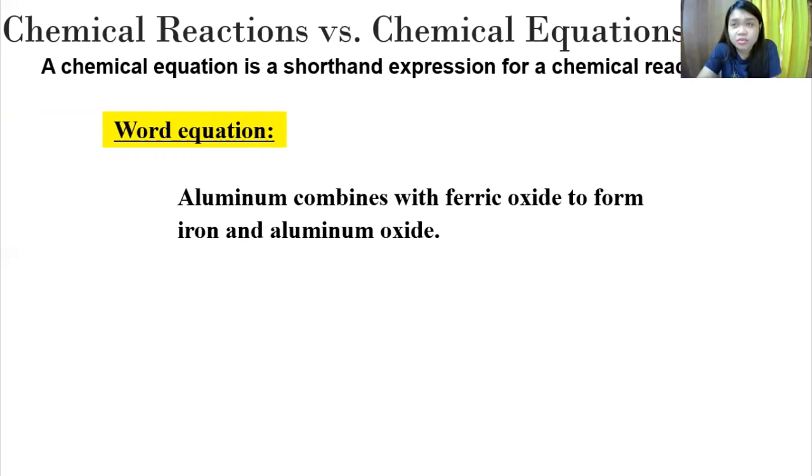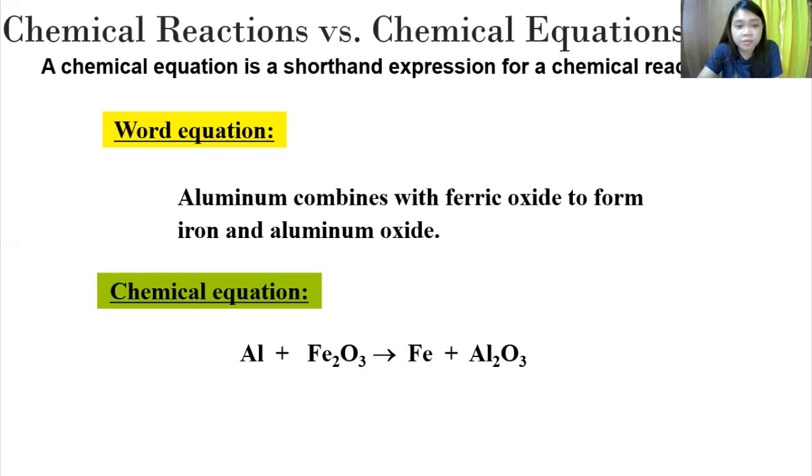So how do we do that? We do that by learning and familiarizing ourselves with the chemical formulas of the chemical compounds mentioned in the word equation. We need to learn the chemical species that are mentioned in a certain word equation. It is necessary because we are calculating the quantitative relationship of our reactants and products using chemical equations, not word equations.